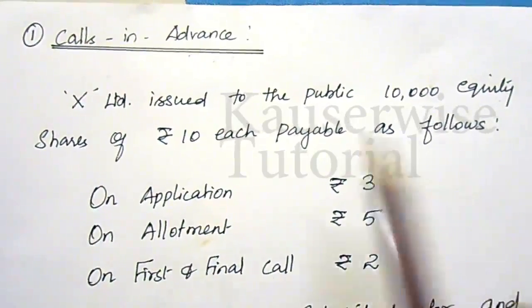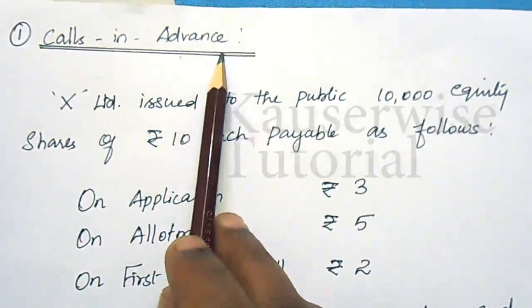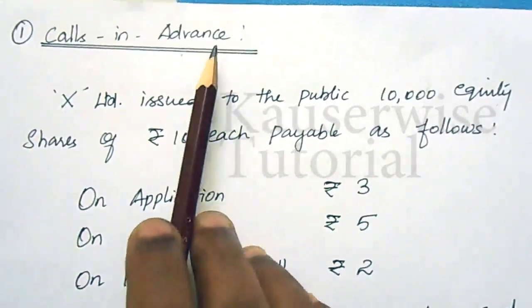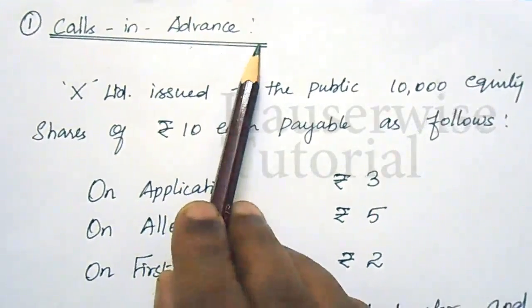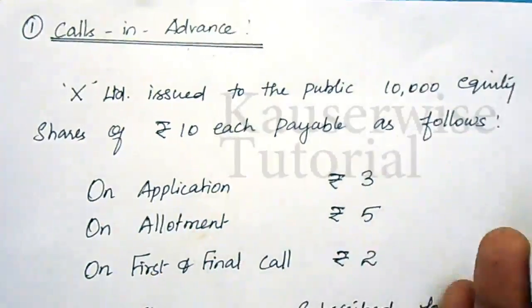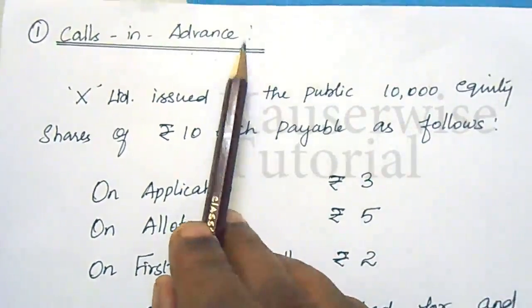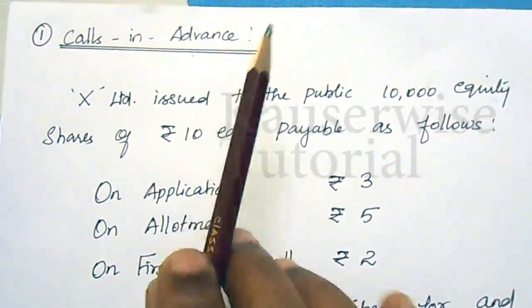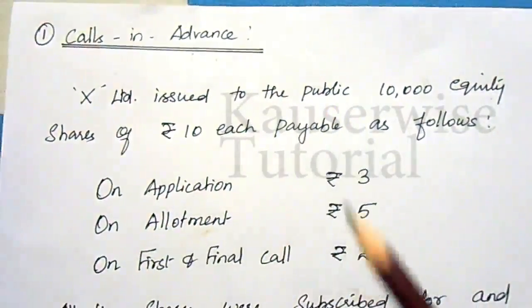See the first problem, this one is for calls in advance. Calls in advance means when a company accepts money from the shareholder in advance towards calls not yet made by the company. Such amounts are termed as calls in advance. So let me explain with this problem.